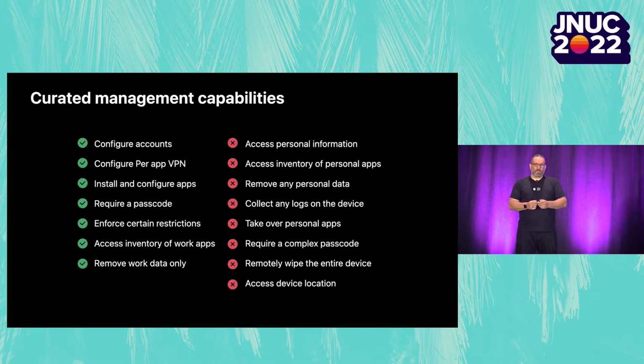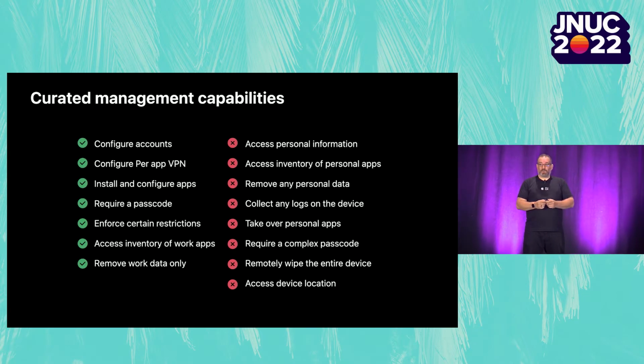Managed capabilities are curated specifically for user enrollment. So IT can configure settings, require a passcode, deploy apps, but they can't access personal information or wipe your device. With these capabilities, you can get details about MDM installed apps, but not about personal apps. You cannot access personal information, a user's location, or remotely wipe the entire device. But you do have the ability to remove your data, your apps, at any time. This is how user enrollment balances privacy with the need to secure your organization's data.